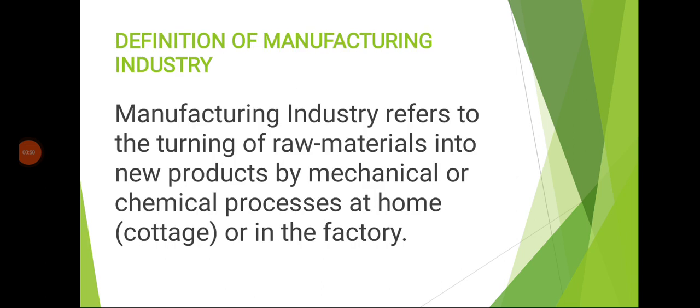Now, what is the definition of manufacturing industry? When we say manufacturing industry, it refers to the turning of raw materials into new products by mechanical or chemical processes at home, cottage, or in the factory.